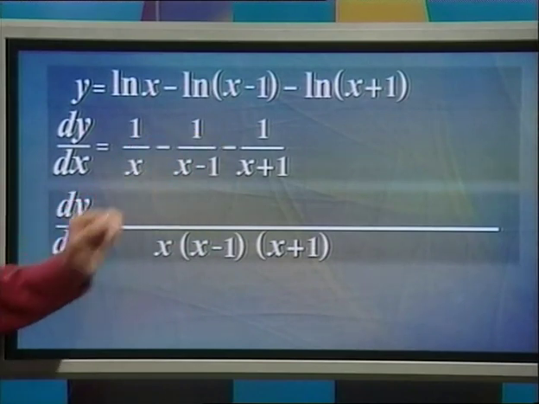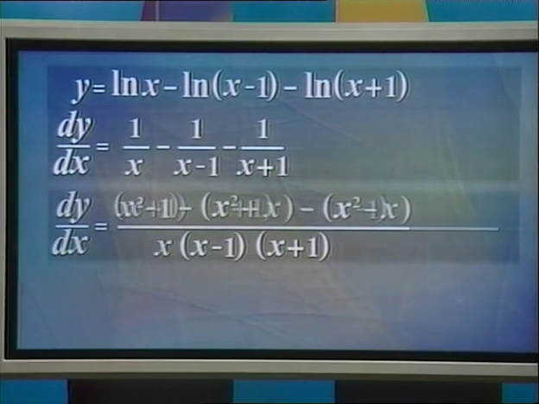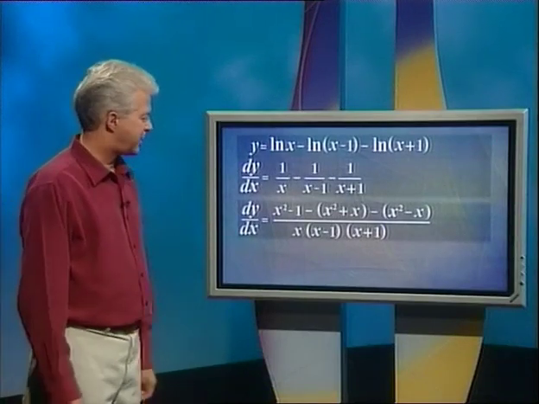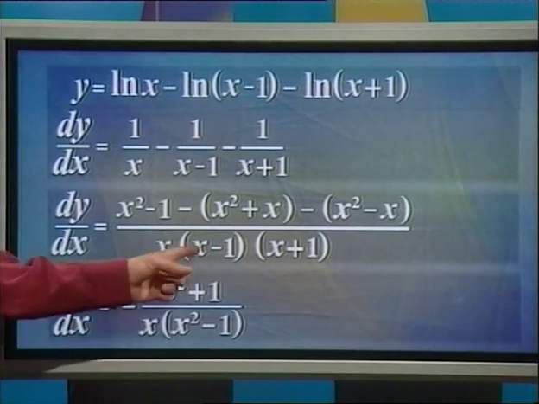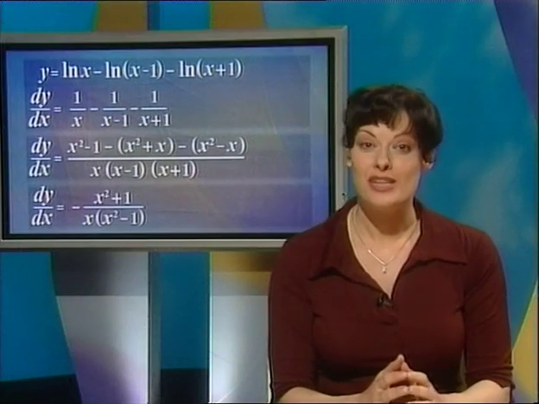And similar for the other two terms to give us x minus 1 times x plus 1 minus x times x plus 1 minus x times x minus 1. Removing the brackets on the numerator will give us this. And then gathering together like terms gives us our final expression. dy by dx is minus x squared plus 1 over x times, and we've multiplied these two together on the denominator, x squared minus 1. And this gives the same answer as Sarah. Indeed it does. So that's it for this programme.